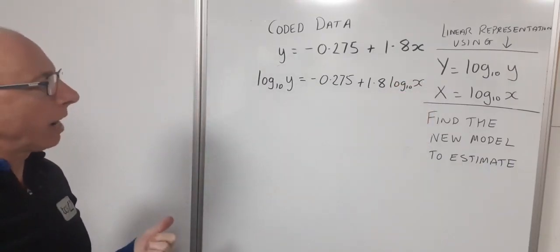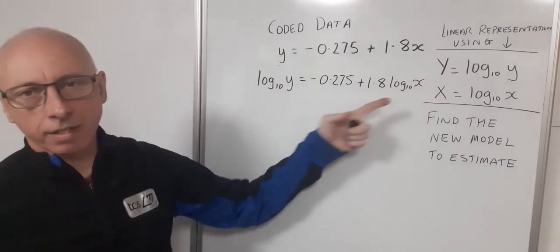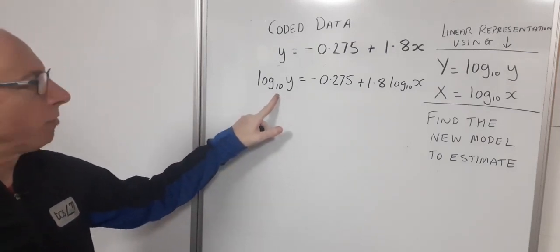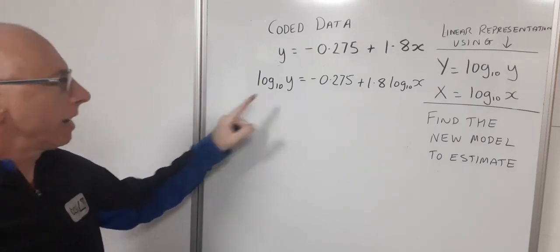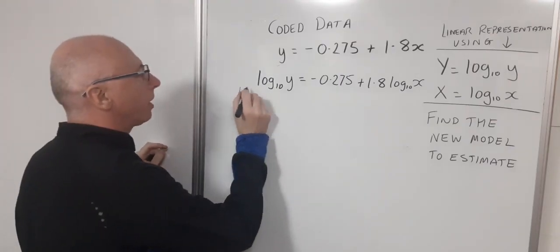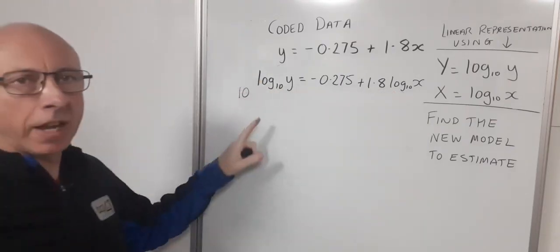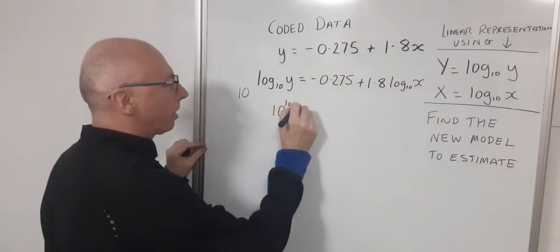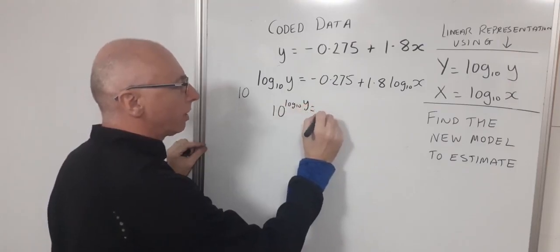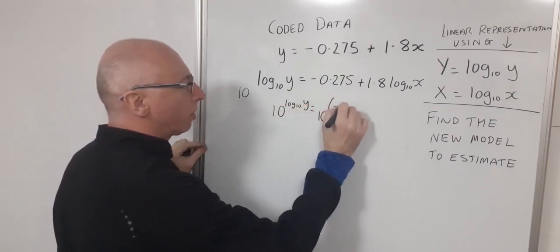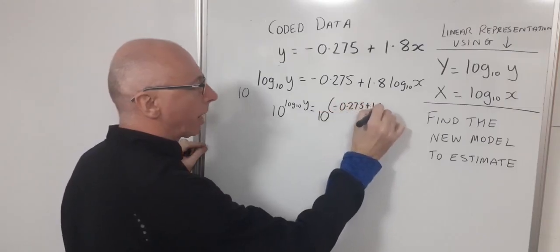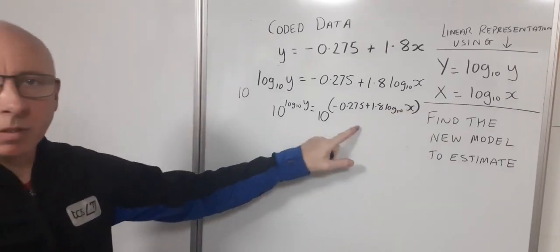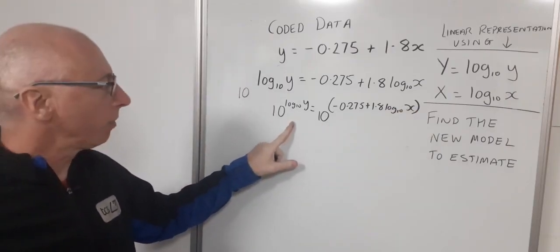Okay, and now out of that, what we've got to try and do is get the y and the x's away from the log values. So what we do now, we can raise both sides to the power of base 10. So if I do 10 to all of that, I'll then end up with 10 to log base 10 of y equals 10 to the minus 0.275 plus 1.8 log base 10 of x. So that's a way to do this line of working.